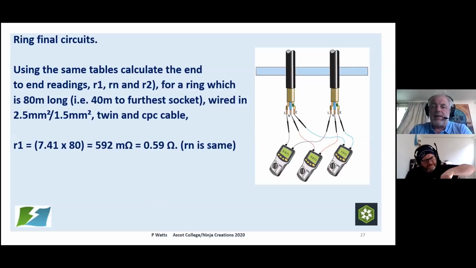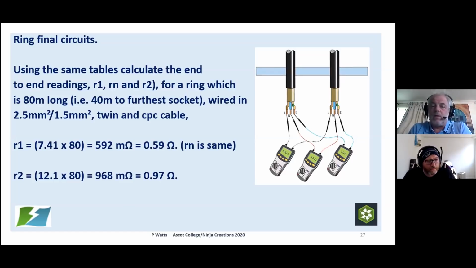If we now want to calculate little r2, we would take the value from the table. It's a 1.5 CPC. We take 12.1. We multiply it by the 80 meters. 40 meters there, 40 meters back. So the total ring is 80 meters. 12.1 times 80, and we come up with a value of 968 milliohms. So about 0.97.